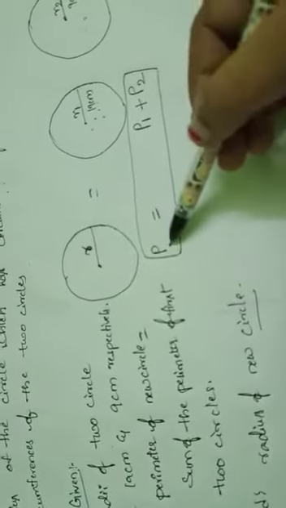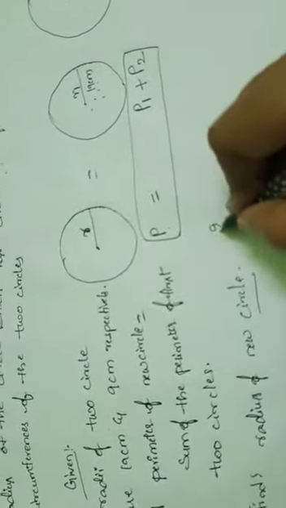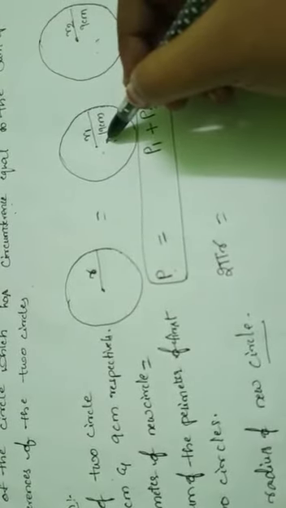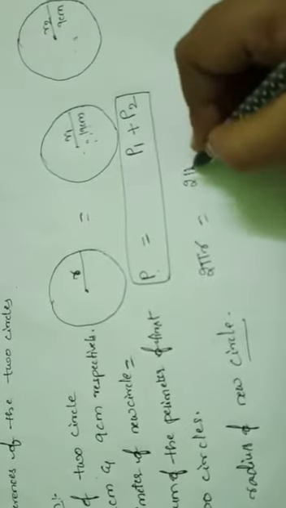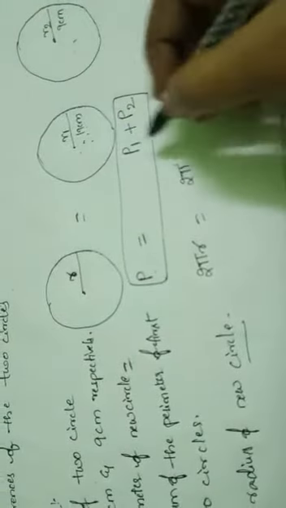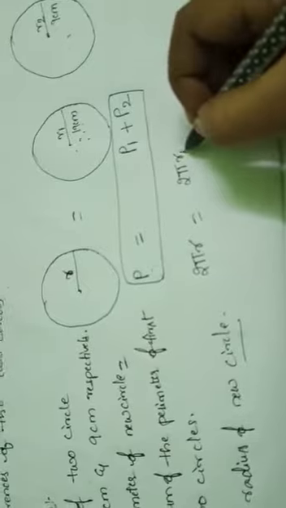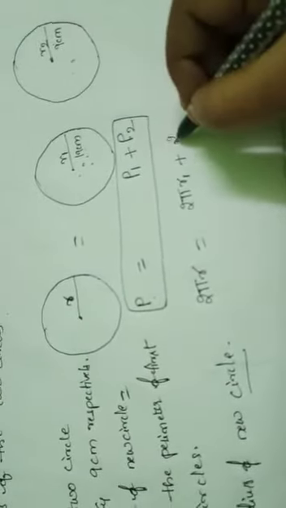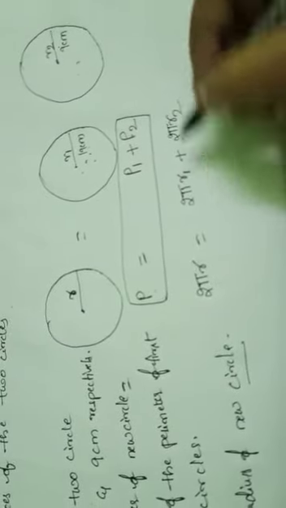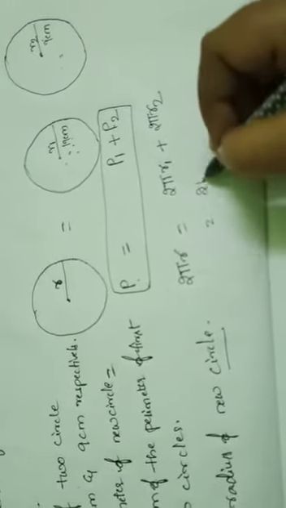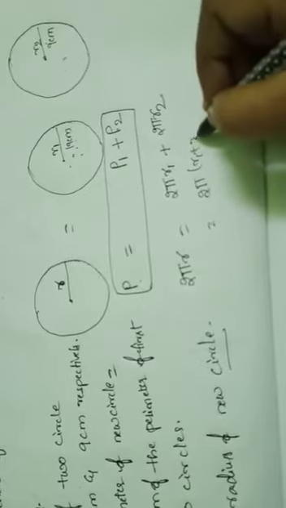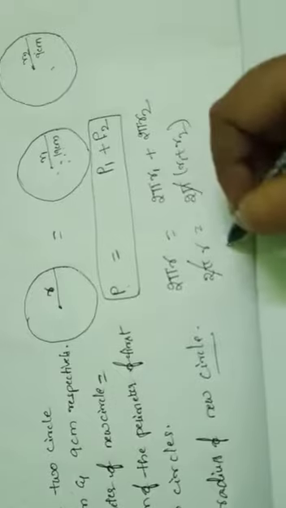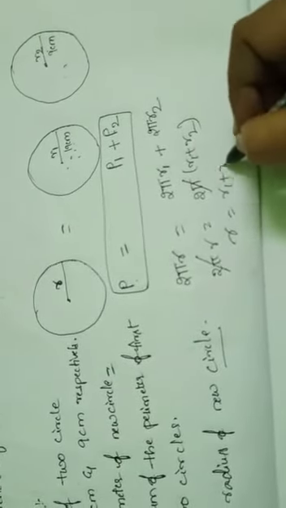What is the perimeter of the circle? 2 pi r. Here perimeter of the first circle equal to 2 pi r, here r equal to radius equal to r1. 2 pi into r1 plus perimeter of the second circle 2 pi r2. Here 2 pi is common. r1 plus r2. 2 pi get cancelled. R equal to r1 plus r2.